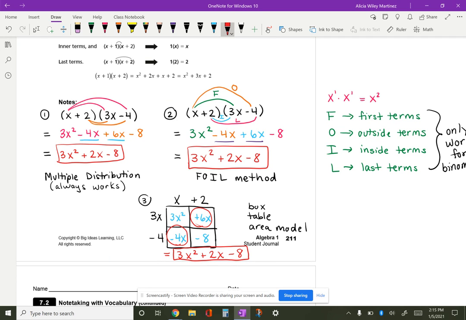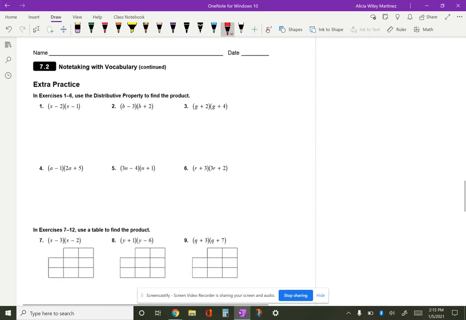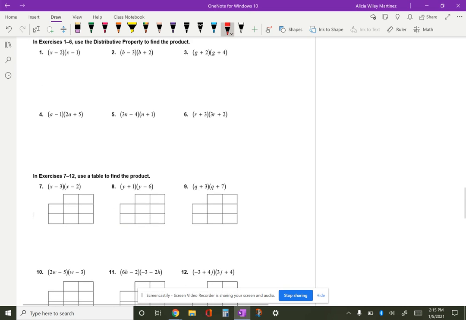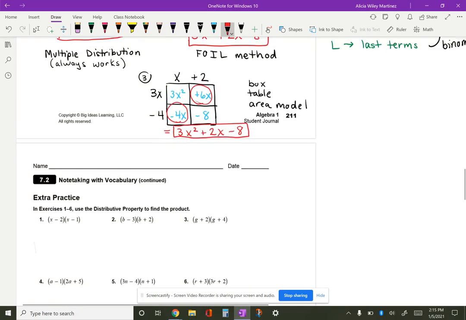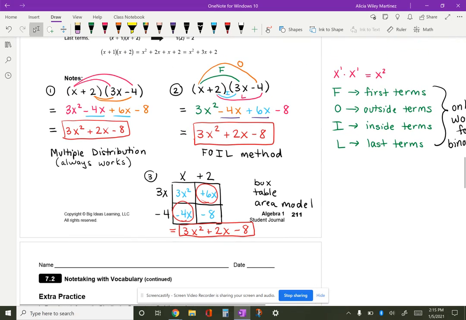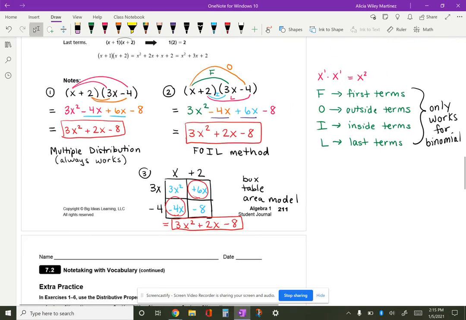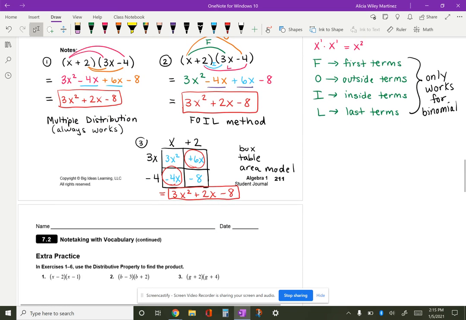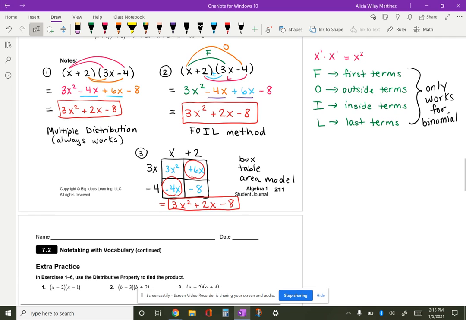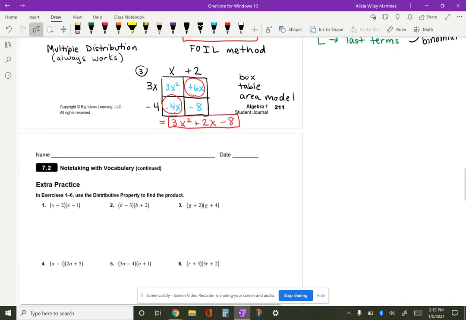So that's, I think they call it, using a table. And you can see that down here starting at number 7. Now, just because they tell you to use a specific method does not mean you need to use that method. You can use whichever method you want. Okay? All right. So that's an example of binomial times binomial.